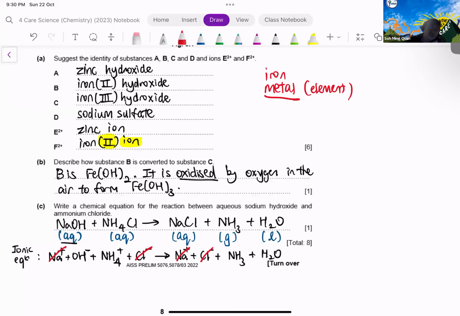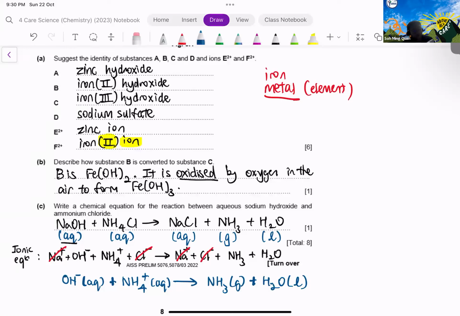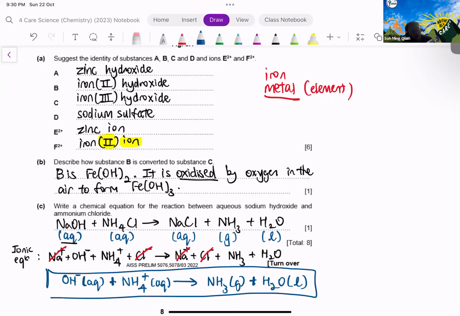And I'm sure you'll agree with me, the rest have changed in some way. For example, at first it's OH minus, now it's H2O. At first it was NH4 plus, now it's NH3. So these have changed. So the ions that have changed, we will continue to write them in the ionic equation. So the final ionic equation is this. This is the final answer for the ionic equation.